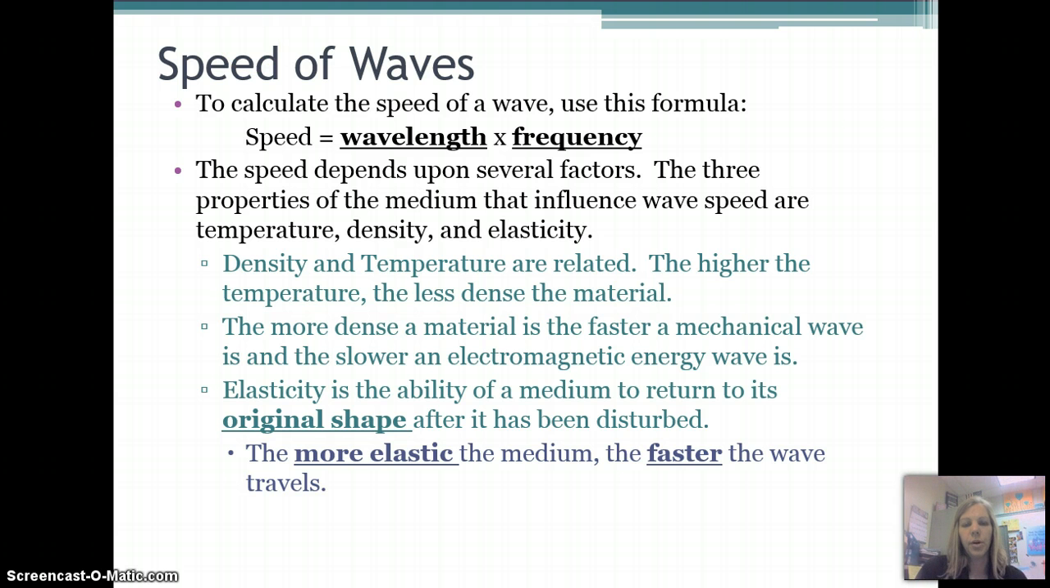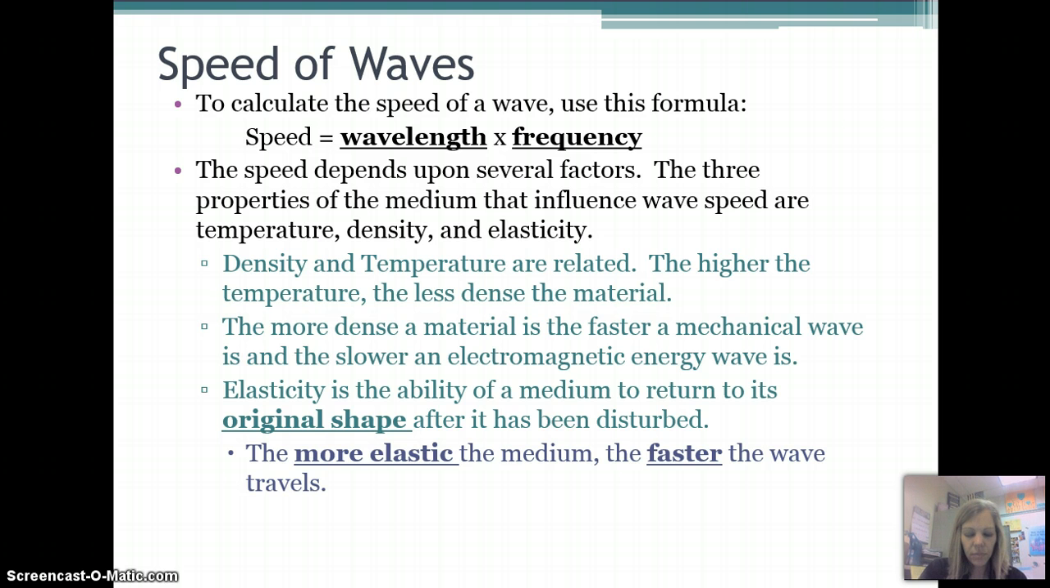Now, if you remember from ocean currents and atmospheric currents, density and temperature are related. So when we're talking about a medium, if the temperature is higher, then the density is going to be lower. And if the temperature is lower, then the density will be higher. There is that negative correlation there. And also, the more dense a material is, the faster the mechanical wave will travel through it, but the slower the electromagnetic energy will travel through it.